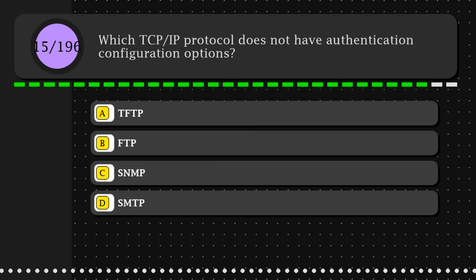Question 15. Which TCP/IP protocol does not have authentication configuration options? Option A, TFTP. Option B, FTP. Option C, SNMP. Option D, SMTP.